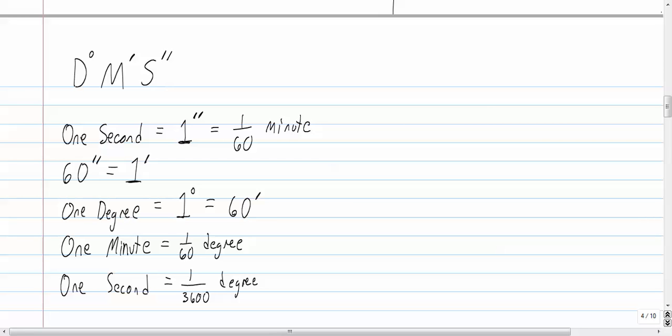So when we're going from degrees, minutes, seconds to a decimal in degrees, then we're going to need to use the fact that 1 second is 1/3600th of a degree. 1 minute is 1/60th of a degree. Okay? And I will show you how to do that.